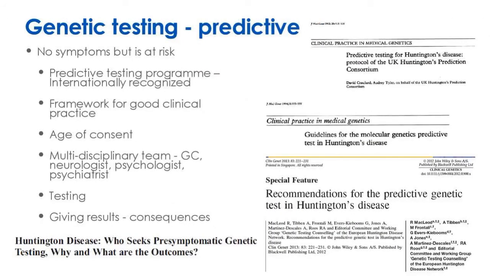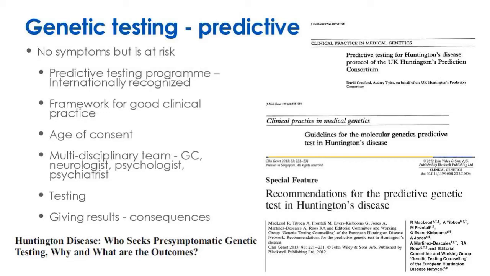If we have a look at predictive testing, this is for people who belong to a family where Huntington's disease occurs, who don't currently have symptoms but are at an increased risk of developing Huntington's disease in later life. So there's an international predictive testing program, and we recommend that people who would like to find out if they're going to be affected by Huntington's in the future go through the process of this predictive testing program. So there are recommendations, there are guidelines, and we like to abide by these because we feel that this is the best way to support an individual, but also the best way to support a family in terms of entering into this predictive genetic testing process.